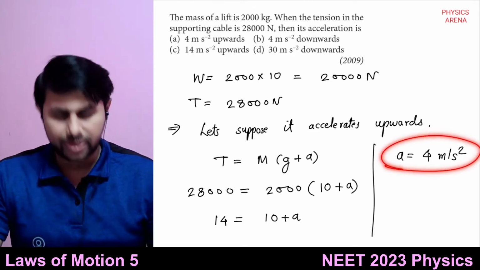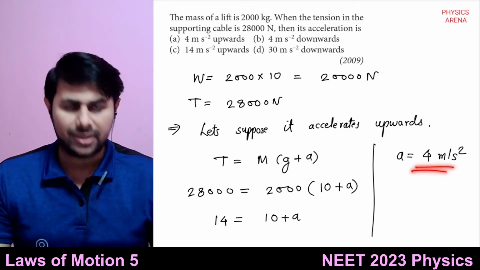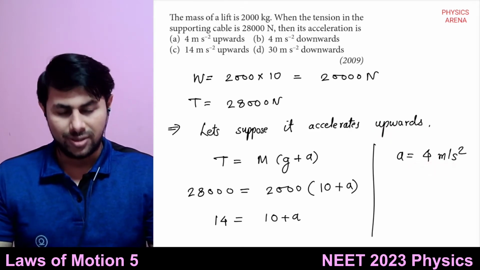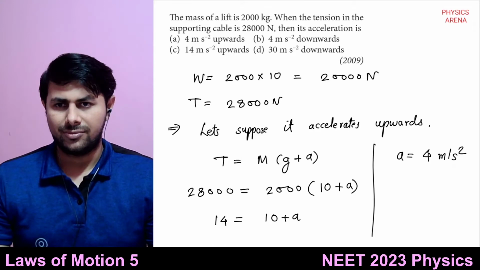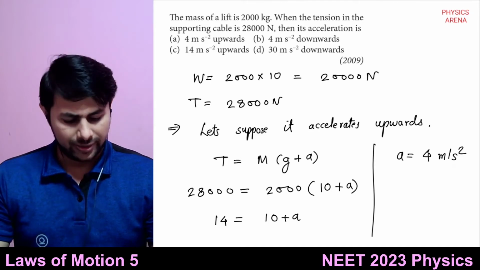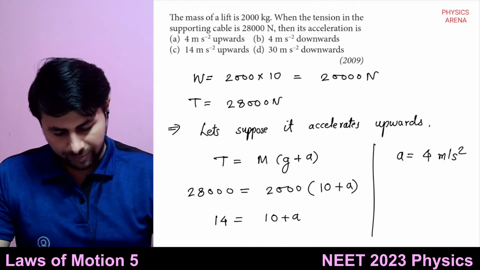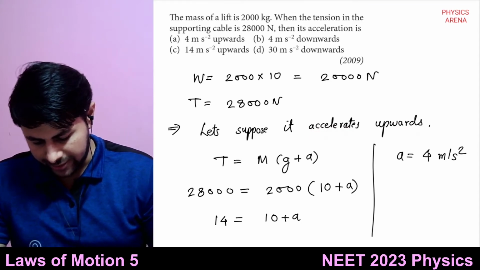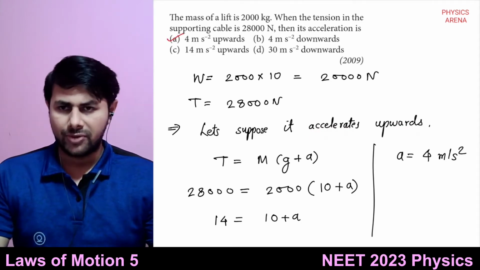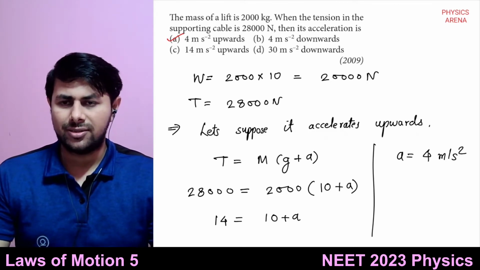If this is positive, then our assumption is correct. If it comes out to be negative, then our assumption is wrong, it will be in the opposite direction, which means it will be accelerating downwards. Simple. Since this is positive, our assumption is correct that it is accelerating upwards. So 4 meters per second squared upwards is the answer. Very simple. Same formula repeated many times.